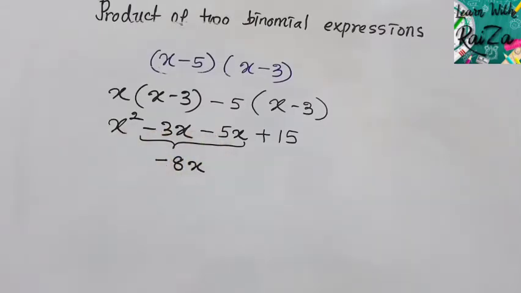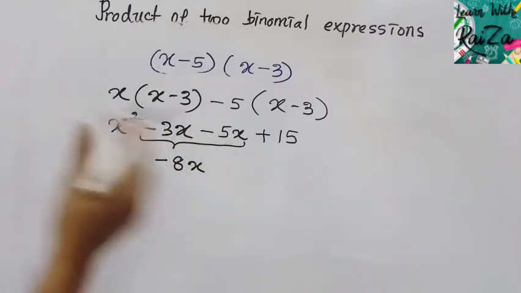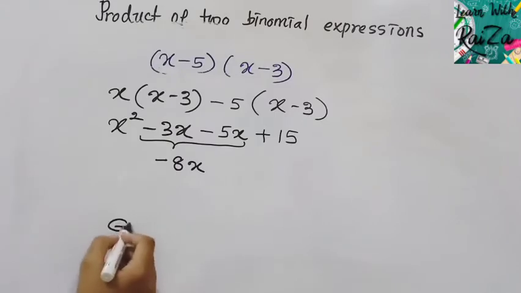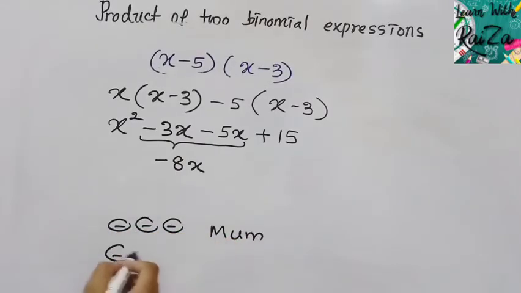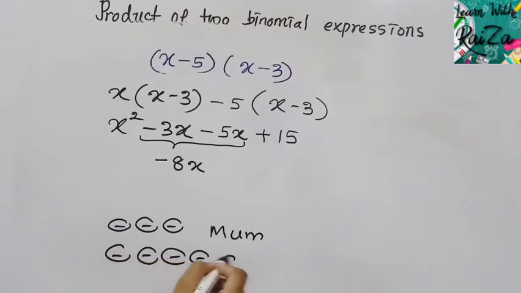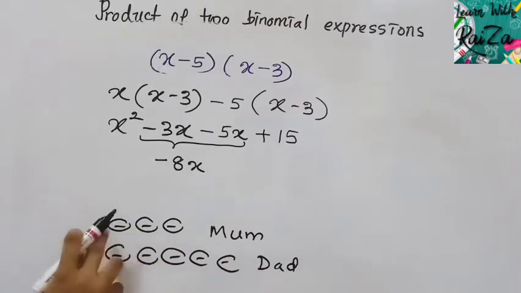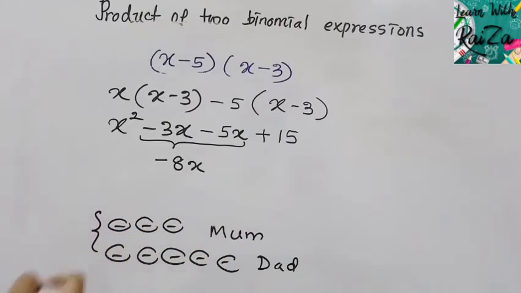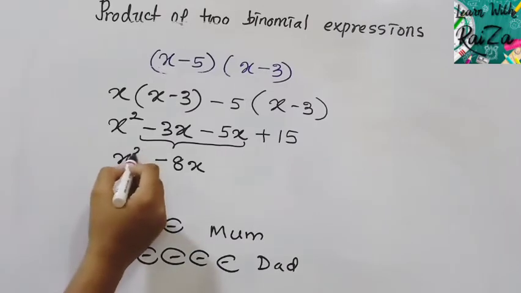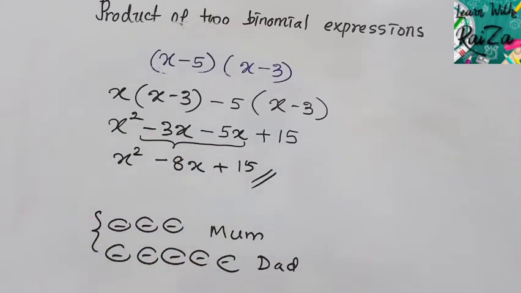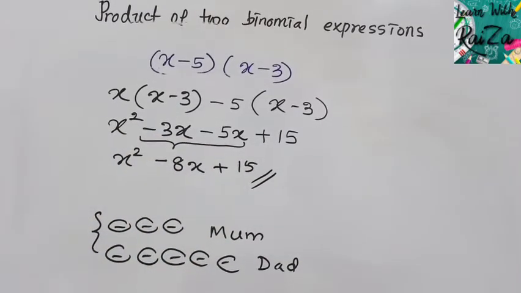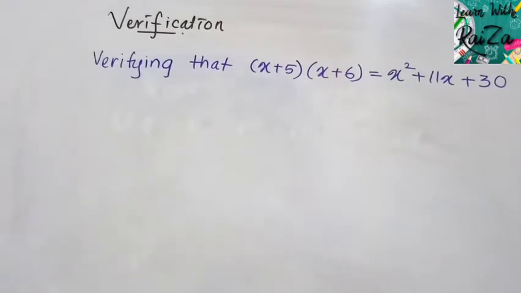These negative values, remember them as debts. So just think you are in debt minus 3 to your mother, and minus 5 to your father. This minus means you should give that certain amount. So your total debt is minus 8, that will be minus 8x, and here x squared comes and here plus 15 comes. This will be the final answer of the product of two binomial expressions.